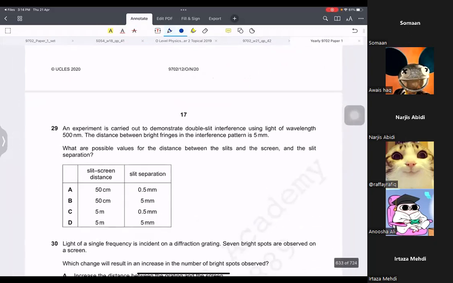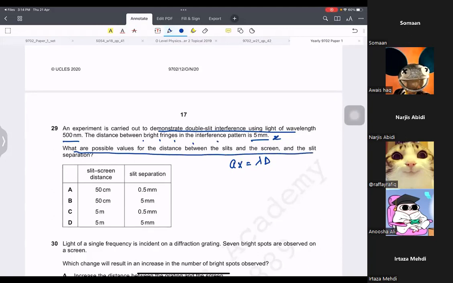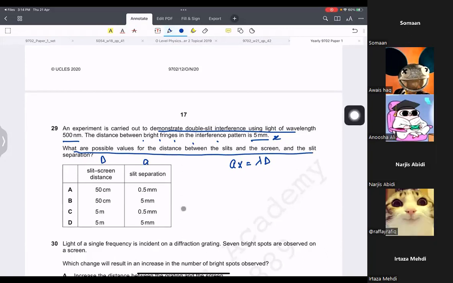Okay, an experiment is carried out, a demonstration, double slit. The moment I read double slit, I should remember ax equals lambda D. Wavelengths, again. Distance between bright fringes in the interference is x. What are the possible values of the distance between the slit and screen and the slit separation? So this is a, this is D. To do this very quickly, what I'm going to do is, this is crap. Look at what they've done. All different units. I don't like them at all.